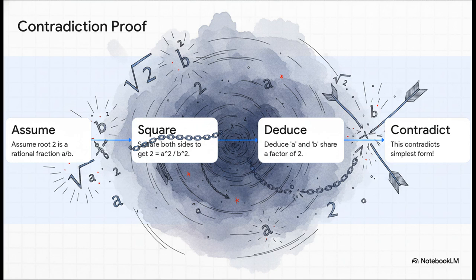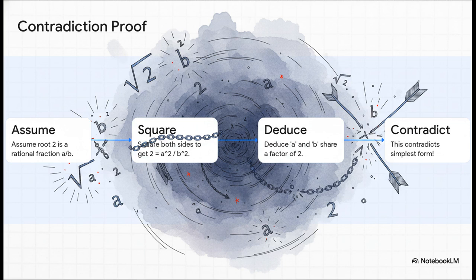Let's actually prove how rule-breaking these numbers are. Imagine we assume root 2 equals a over b, fully simplified. If we square both sides, we get 2 equals a squared over b squared. With a little bit of algebra, this means a squared equals 2 times b squared, which makes a an even number.